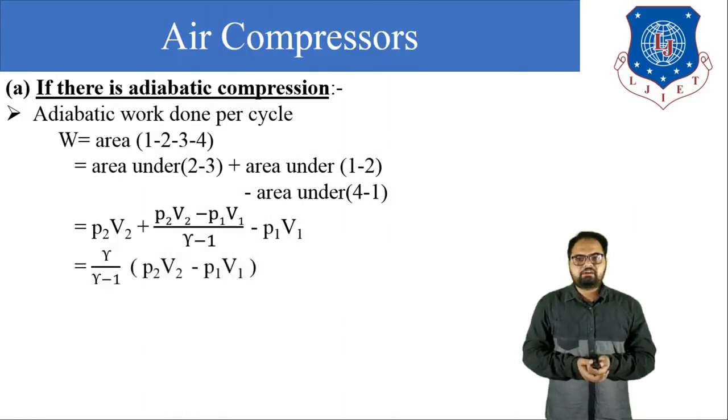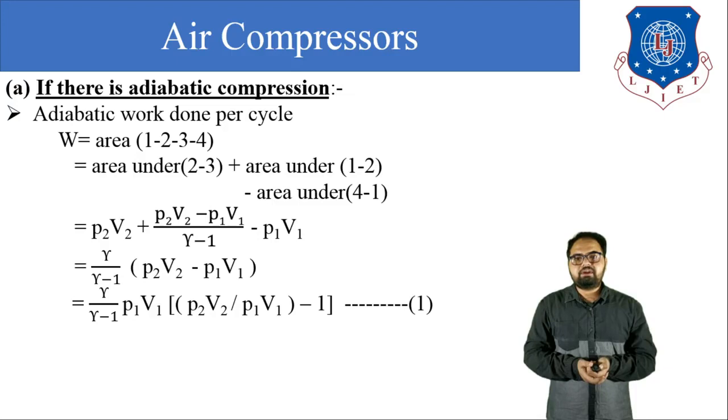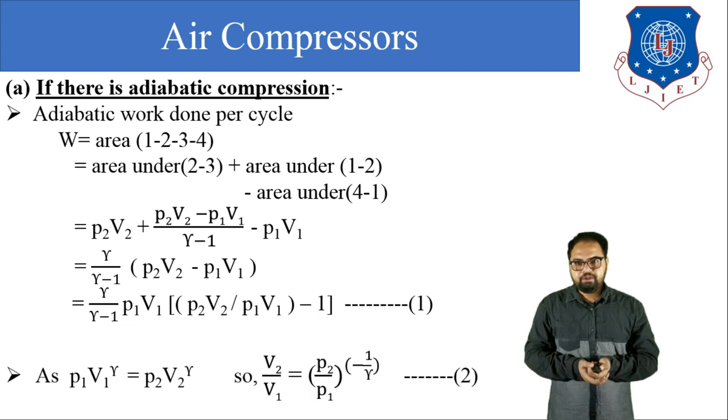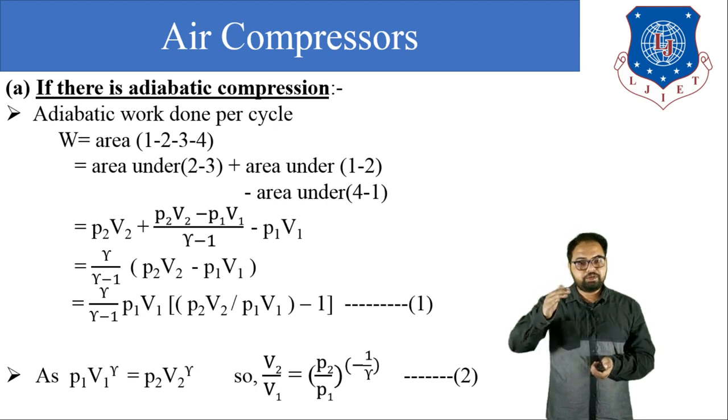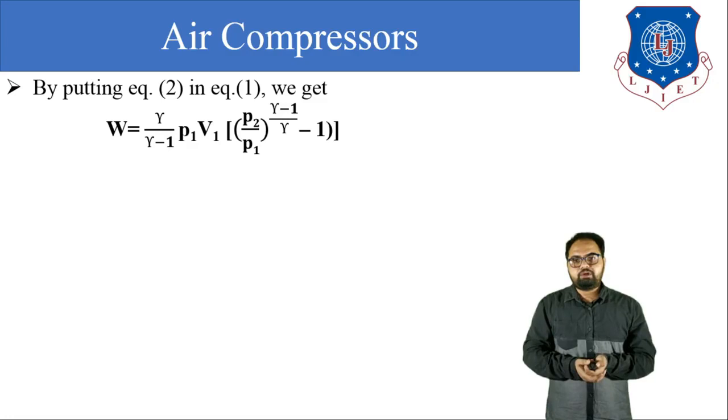So after taking the term P2 V2 minus P1 V1 common, we will get gamma divided by gamma minus 1 in bracket P2 V2 minus P1 V1. If we take P1 V1 as common from this equation, we will get gamma divided by gamma minus 1 P1 V1 in bracket P2 V2 divided by P1 V1 minus 1. But we know that during the adiabatic compression process, P1 V1 raised to gamma is equal to P2 V2 raised to gamma. So we can rewrite this equation as V2 by V1 is equal to P2 by P1 raised to 1 by gamma, and we put this value of V2 by V1 in equation number 1. So by putting the value in equation number 1, we get W is equal to gamma divided by gamma minus 1 P1 V1 in bracket P2 by P1 raised to gamma minus 1 by gamma, minus 1.